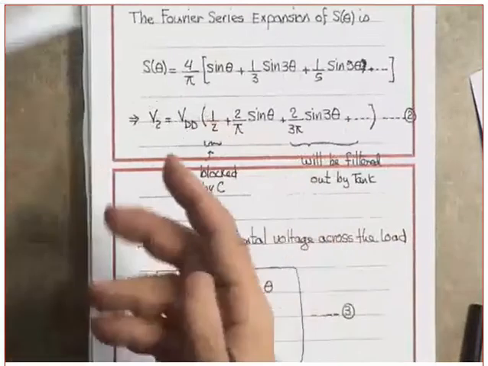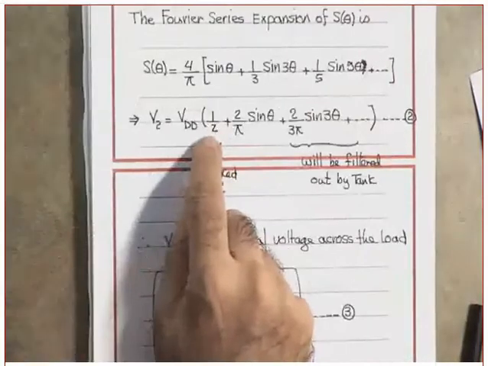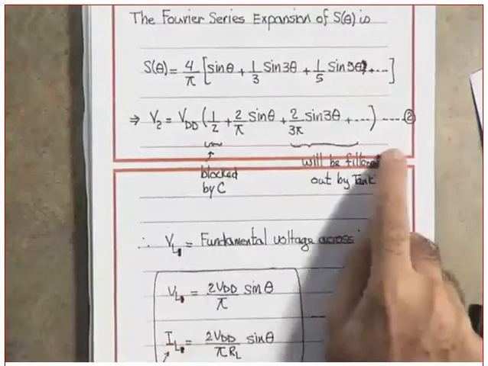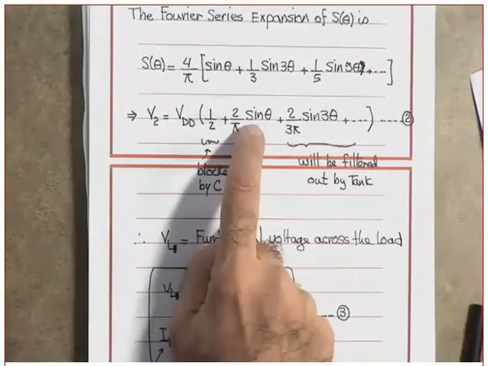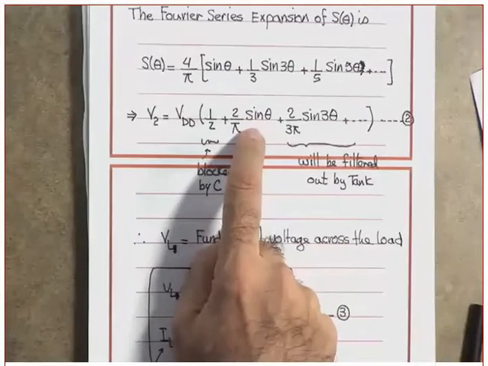Will the DC be blocked by the capacitor? So I don't get this term. Yes? Will all of these be filtered out? Yes or no? Yes. Where is the voltage? What is the term that goes by?